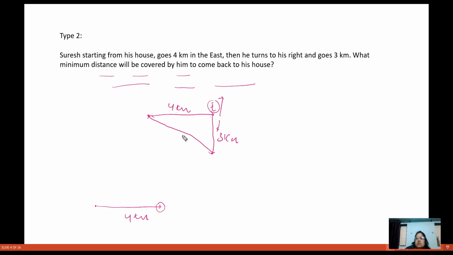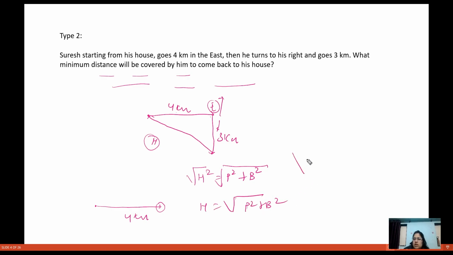Okay, so this is obviously your hypotenuse, and everybody knows hypotenuse equals perpendicular square plus base square, under root. So h is equal to under root p square plus b square. So this becomes 16 plus 9, so under root 25. So your h becomes 5 kilometer. Okay, this becomes 5 kilometer. So this is how we do these kind of questions.